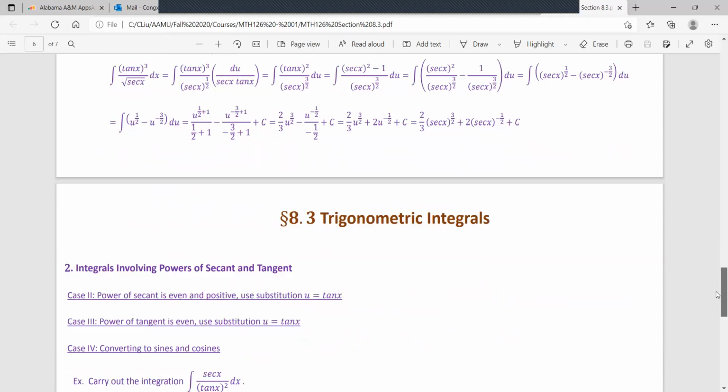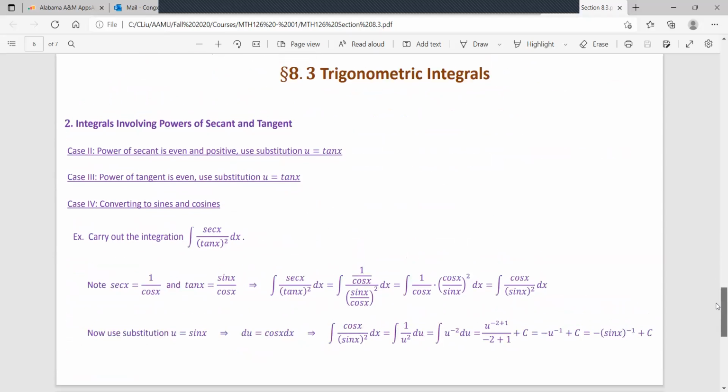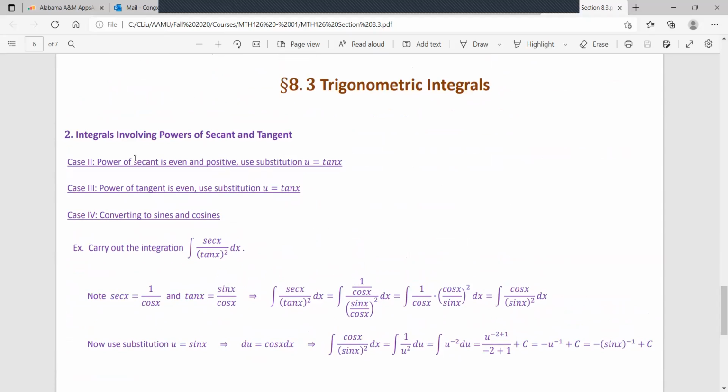So we have another case, the second case, when the power of secant is even and positive, you use substitution u equal to tangent x. So that's a different case. And we have another case, case 3: power of tangent is even. Use substitution u equals tangent x also. So case 2 and case 3, they're very similar.